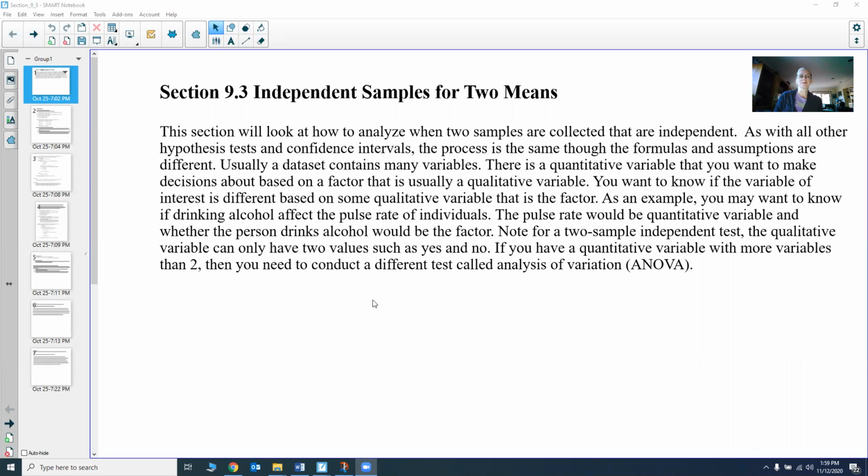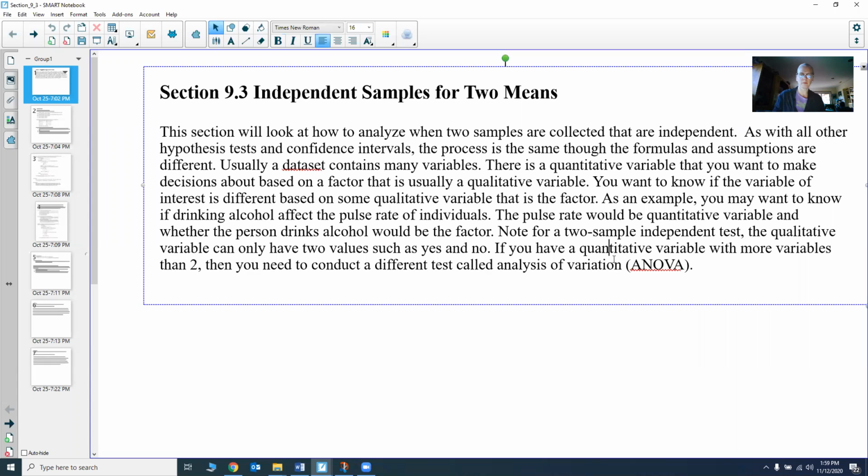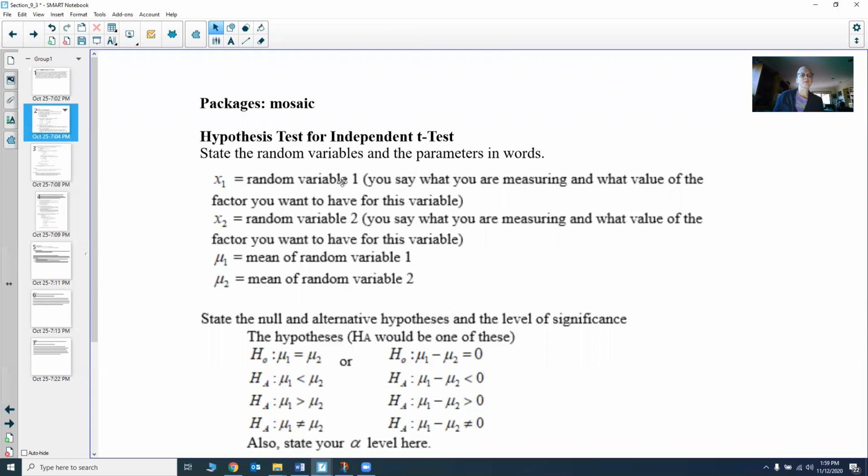For two sample t-tests, that qualitative variable can only have two values, such as yes and no. It can't have more than that. If your qualitative variable has more than two values, then we have to do something called analysis of variance, or what we call an ANOVA. So we're going to look at just those two, so we can do the independent samples. Your steps are the same as every hypothesis test. You can use Mosaic as your package.